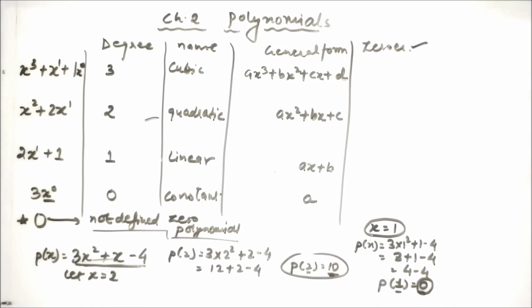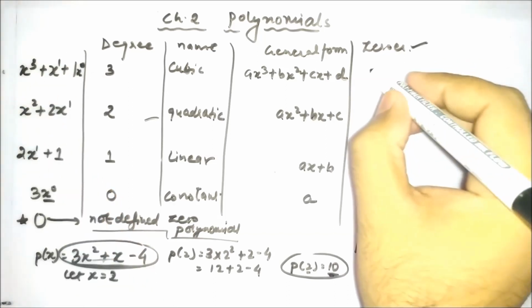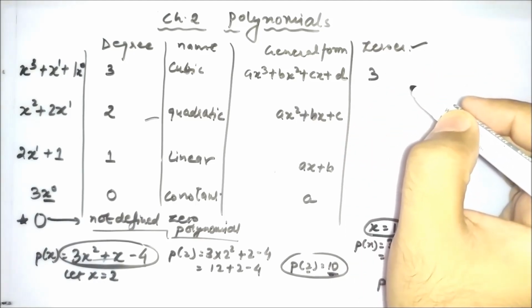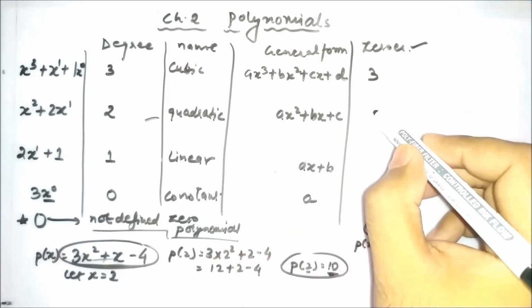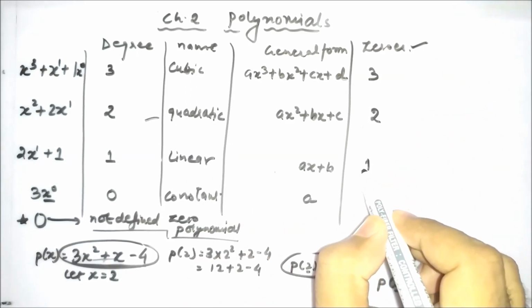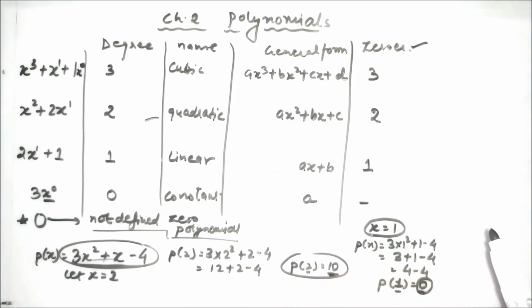Now we'll think about how many such values of x are possible for which the value of this polynomial will become 0. That is also dependent on the degree of the polynomial. Here the degree is 3, so we will get 3 zeros, 3 values of the variable for which the value of that polynomial will be 0. Likewise, if the degree is 2, we will get 2 zeros. If the degree is 1, we will get 1 zero. And here we will not get any zero because it is a constant term, and there is no scope of putting any value of a variable, as there is no variable there.